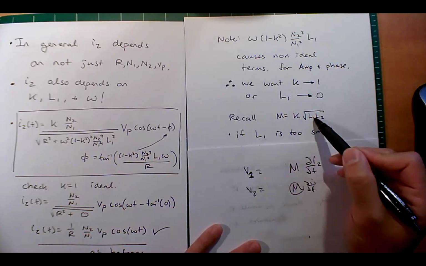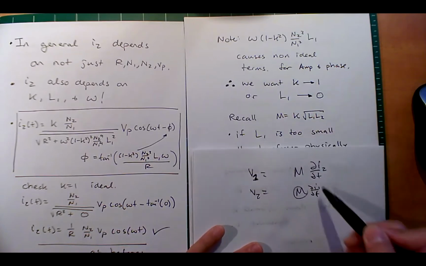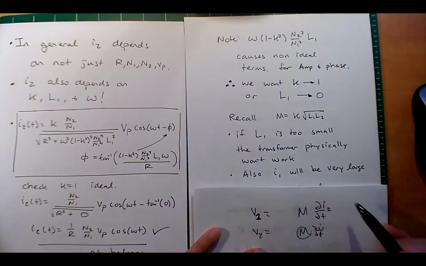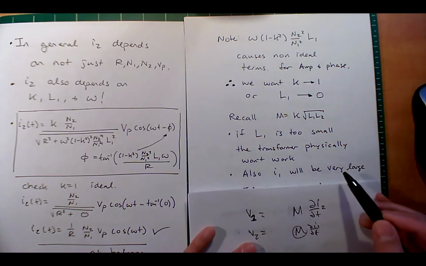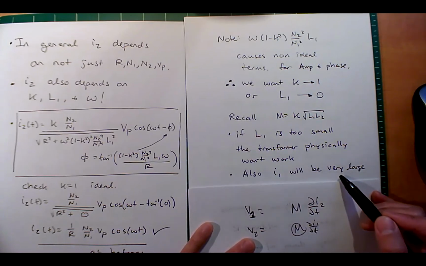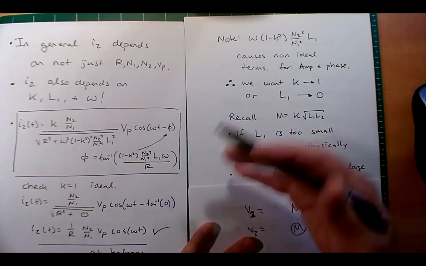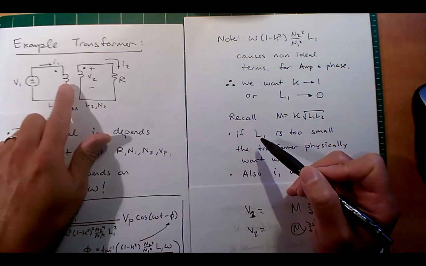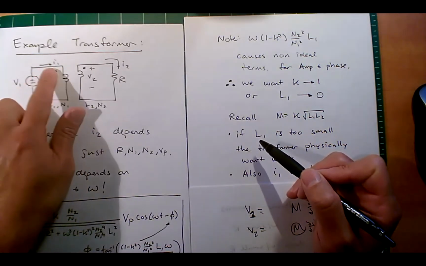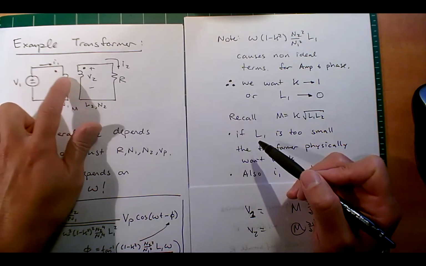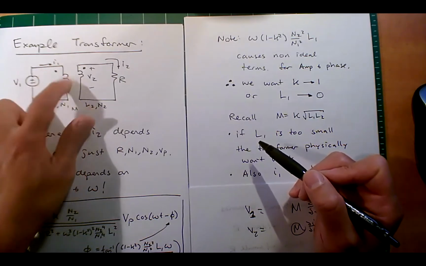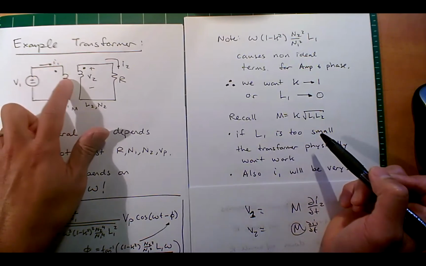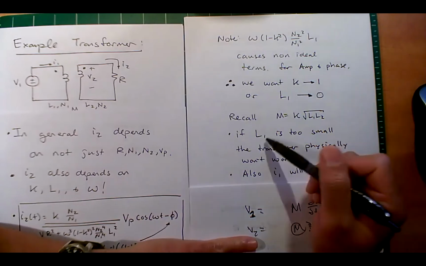Now, if L1 is too small, what happens? You don't get a good transformer relationship. The transformer physically won't work, right? And also, I1 will be very large. Imagine the inductance is like a bigger water wheel. If you don't have very much inductance, this current is going to be quite big because this turns into more and more like a short. You have this offsetting, but this current amplitude is going crazy if this goes really small, right? So that's not good.